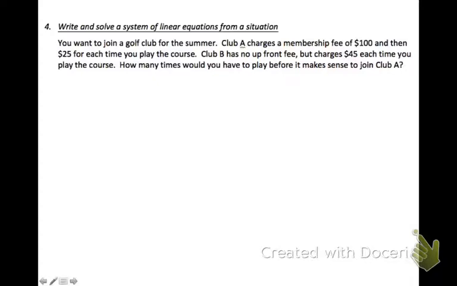So in these problems, we start with our unknowns. What are the two things that we don't know? Well, one of them is how many times you would have to play before the costs are the same. So let x equal the number of times to play. And you always want to write down what your variables equal. And then the other thing you don't know is the total cost. So we'll go ahead and write that as y, the total cost.